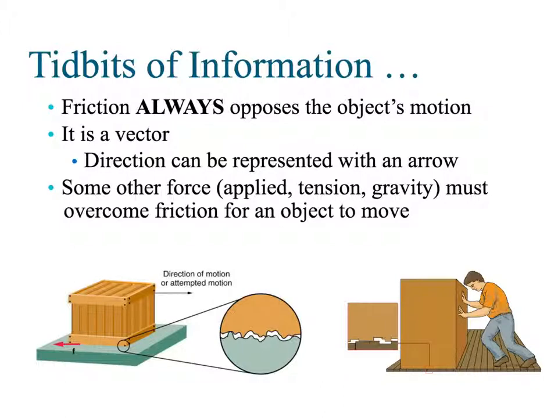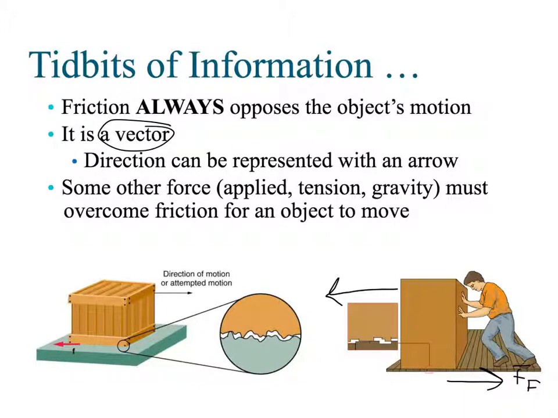Tidbits of information about friction. First of all, friction is always opposing the object's motion. So if this guy is pushing the box this way, then our force of friction would be the exact opposite direction. If something is being pushed up the wall, force of friction is down the wall. If something's being pushed north, force of friction is south. So we can represent the force of friction with an arrow because it is a vector quantity.